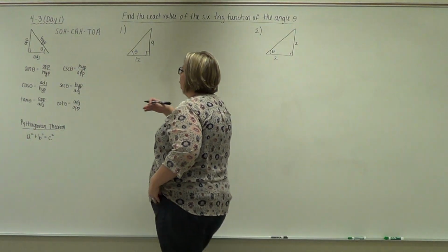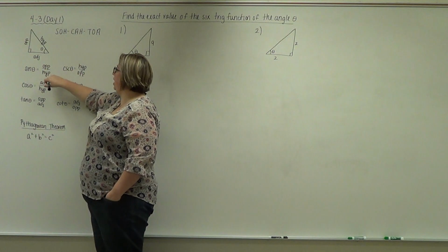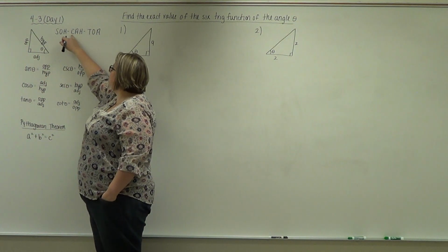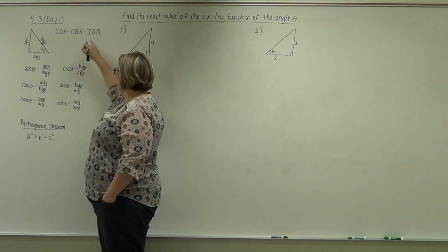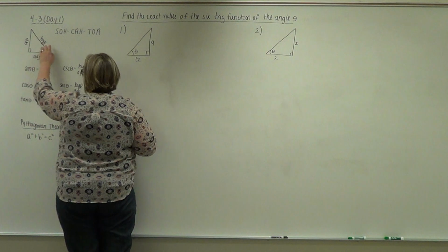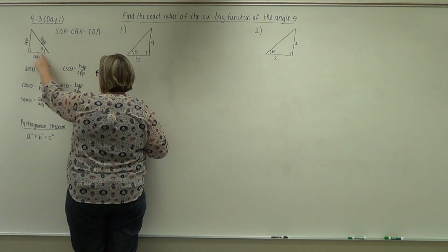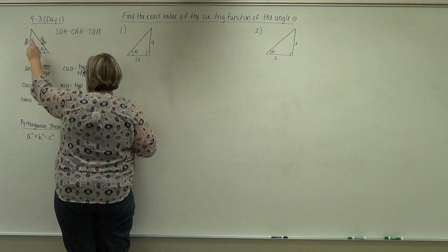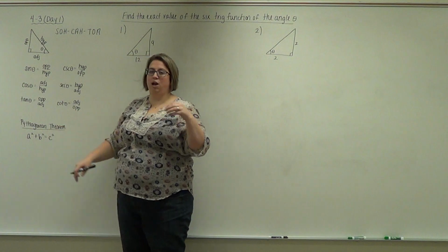So, we talked about how SOHCAHTOA means the sine is the opposite over hypotenuse, cosine is adjacent over hypotenuse, and tangent is opposite over adjacent. Well, if you're looking at a triangle, across from the right angle is always the hypotenuse. If this is my angle, adjacent is the one right next to it, and opposite is the one across from it. So you would have done these three in geometry.